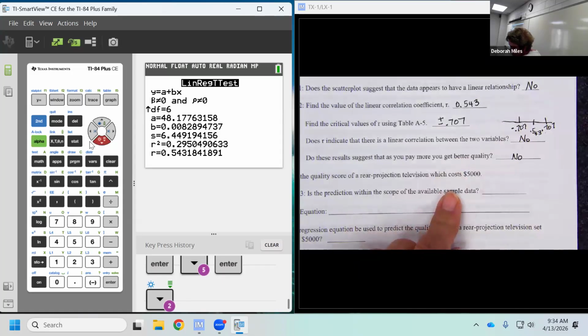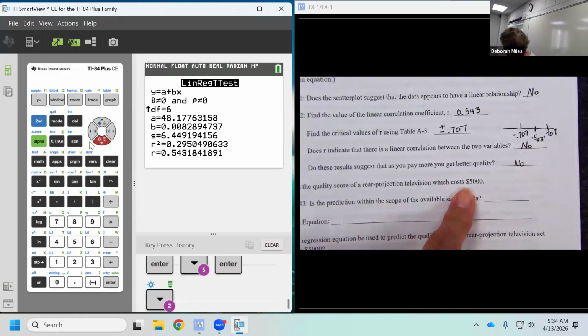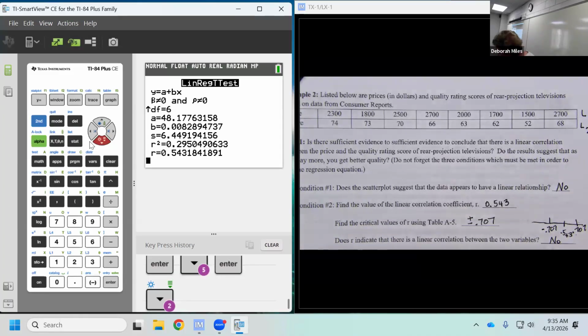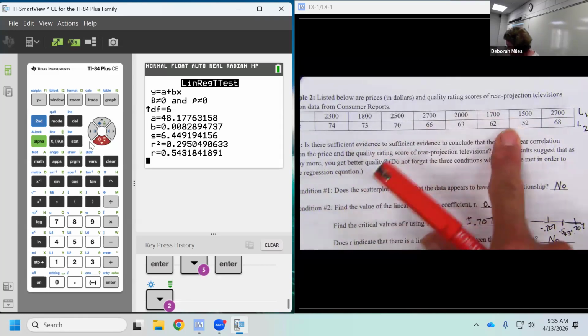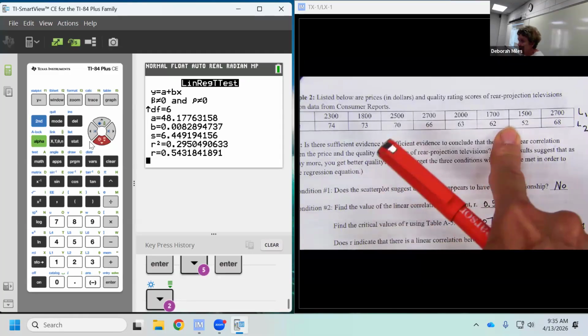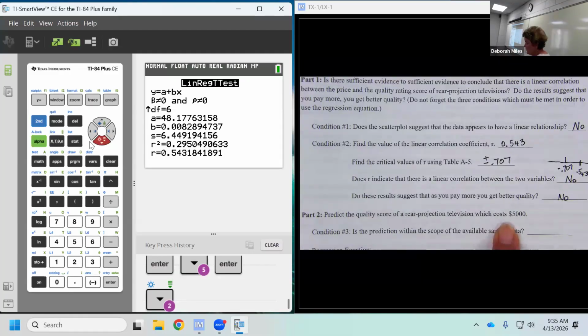Predict the quality score of a rear projection television which cost about $5,000. Is that within the scope of my available data? Well, the other TVs that were in the sample all cost between what and what? 1,500 and 2,700. Nothing anywhere close to 5,000. So what's the answer to condition number 3? No.